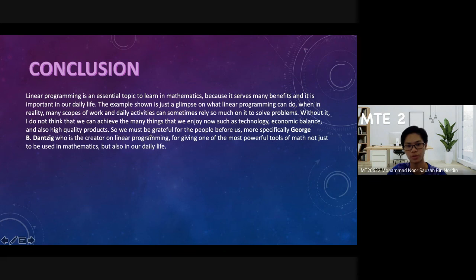So we must be grateful for the people before us, most specifically George B. Dantzig, who is the creator of linear programming, for giving one of the most powerful tools of math, not just to be used in mathematics, but also in our daily life.